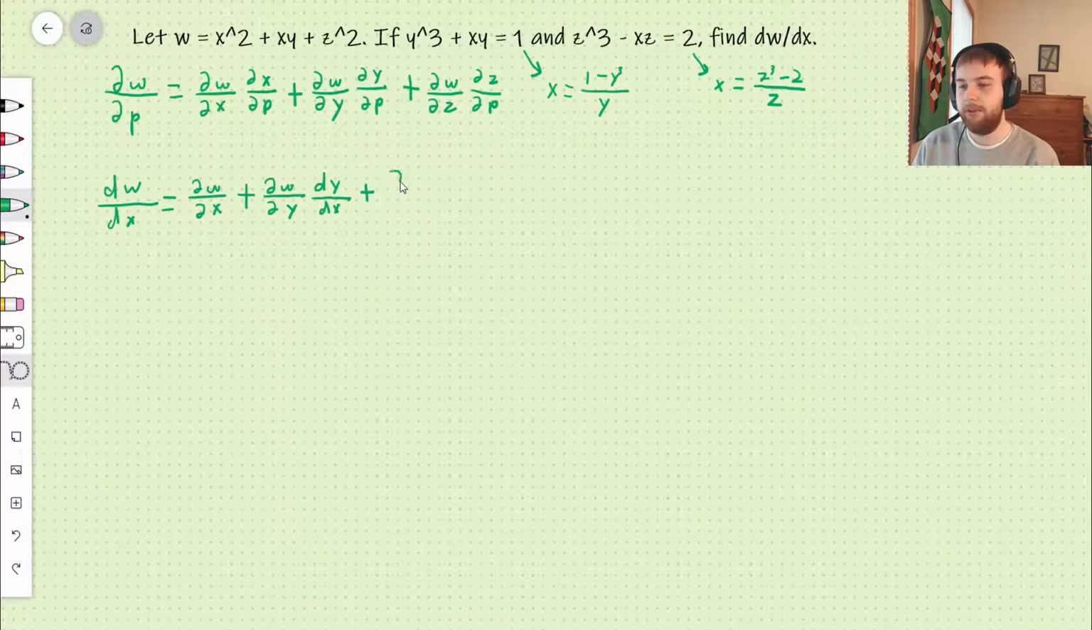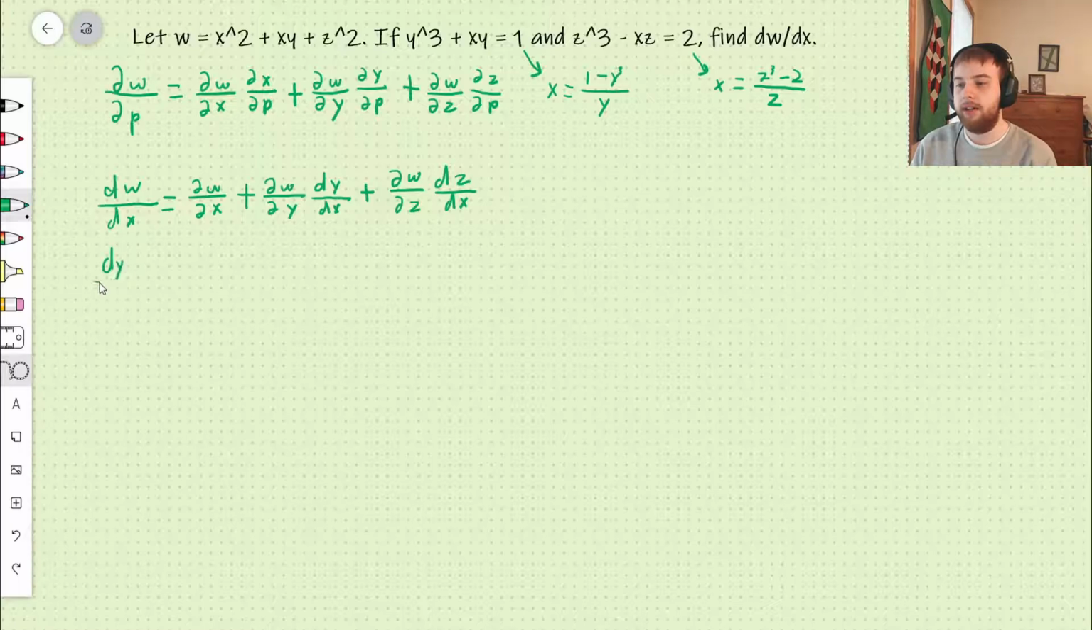And same with this here. Partial w, partial z, partial z, dz/dx. So we have 5 things to find. We'll start out with the total derivatives that we have here.